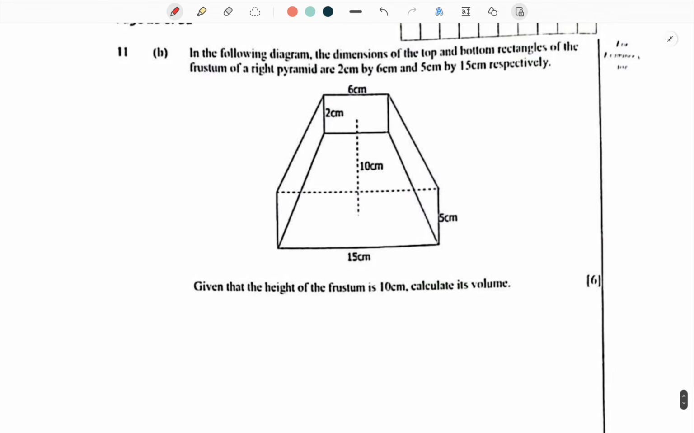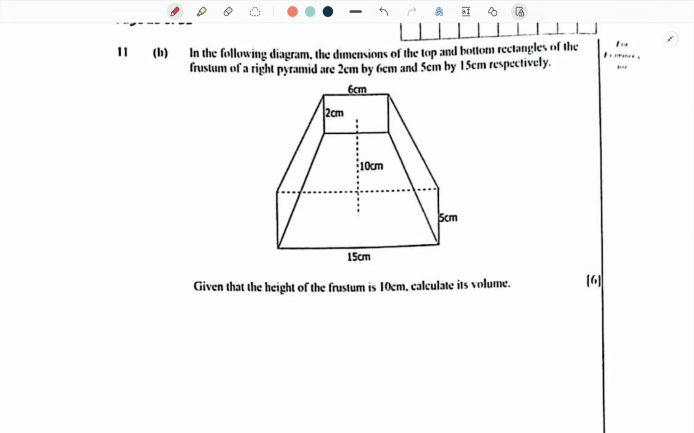Okay, so this is going to be our last question for the calculations only. The rest are graph papers, which we will need to do in the next session. In the following diagram, the dimensions of the top and bottom rectangles of a frustrum of a right pyramid are 2 centimeters by 6 centimeters and 5 centimeters by 15 centimeters, respectively. Given that the height of a frustrum is 10 centimeters, calculate its volume.